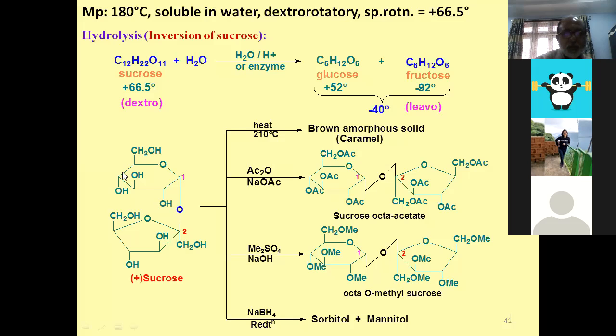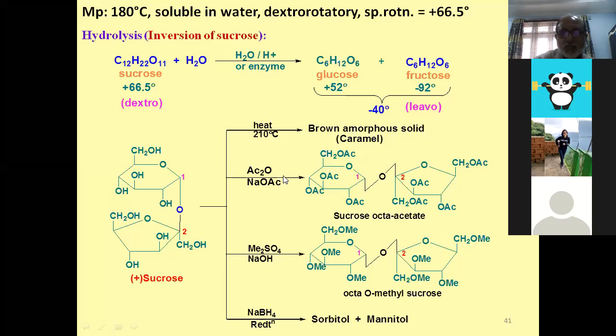And now you see here, this is sucrose. If I heat it, this is your caramel. We should not heat too much. The melting point is 180 degrees, and at 210 it forms a brown amorphous solid, that is called caramel. And that is used in the food industry very much.